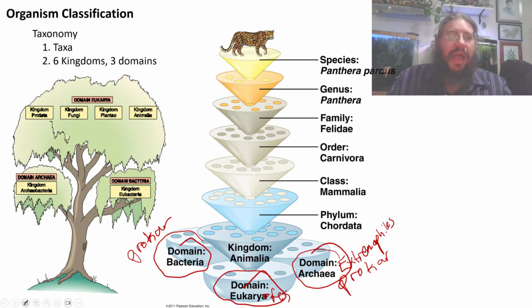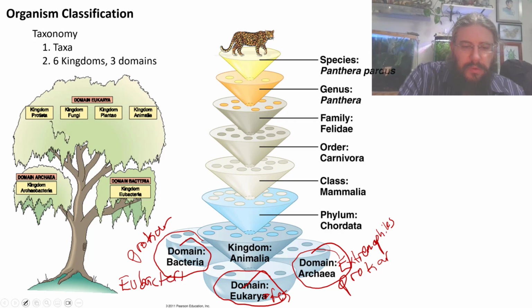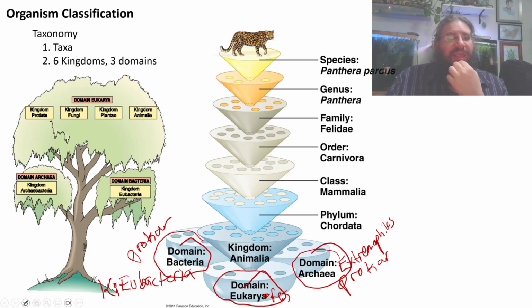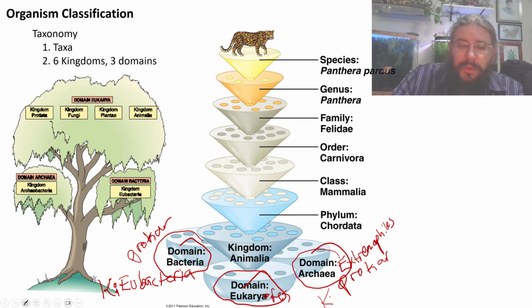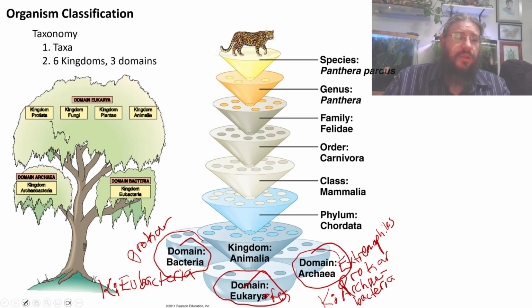Then we separate our domains into kingdoms. Domain Bacteria has, amazingly enough, kingdom Eubacteria. If you want to be really, really snooty about it, add the eu as a prefix, and it means true. So these are the true bacteria, as opposed to archaea, which is kingdom Archaebacteria. Which is probably why someone felt the need to do Eubacteria.